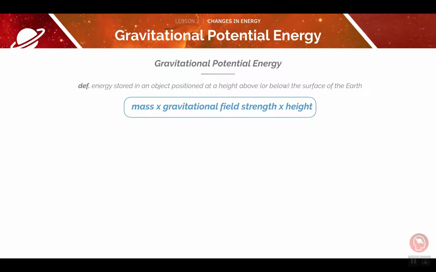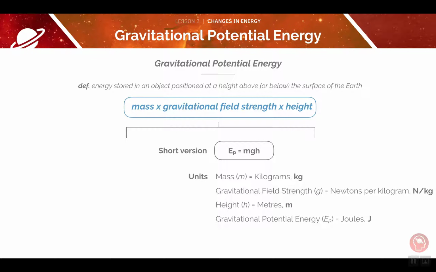We can calculate the amount of gravitational potential energy an object has gained using the following formula. As shown before, this is going to involve mass, gravitational field strength, and also the height. This is the shorter version of the formula, which will be accepted in AQA exams. However, you must know what the symbols stand for. The units for this formula are quite straightforward. The only new unit we haven't seen before is the one for gravitational field strength, which is newtons per kilogram.